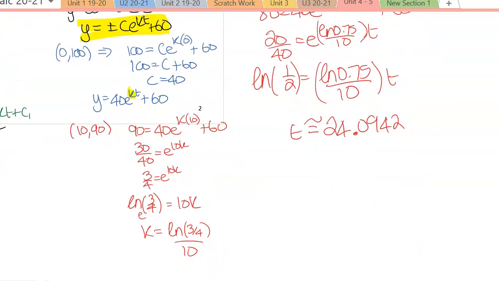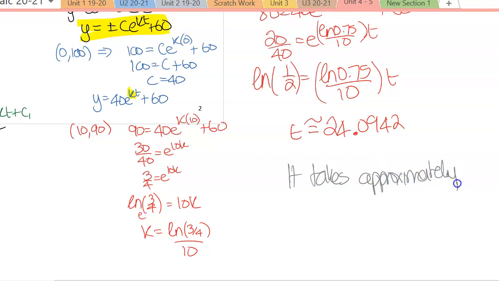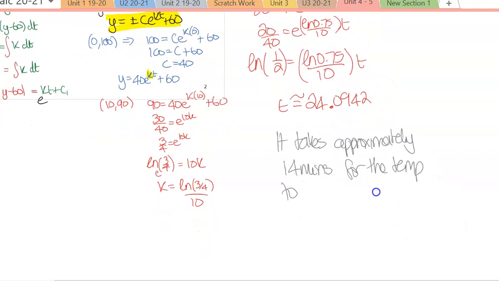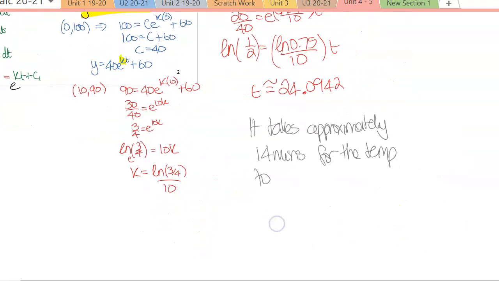So final answer, here we go. It takes approximately 14 minutes, or a further approximately another 14 minutes, for the temperature to reach 80 degrees Fahrenheit, or to decrease to 80 degrees Fahrenheit.